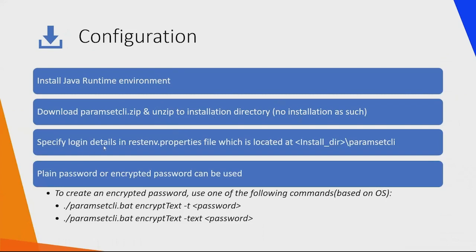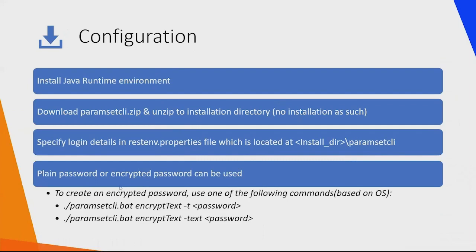And when you unzip it, it comes with some property files, and out of that, there is one property file called rest env.properties, where we have to modify some of the values. This is located under the install directory, paramset CLI. In this property file, you have to pass your cloud IICS username and the password. And when you pass the password, you can pass either the plain password or the encrypted password.